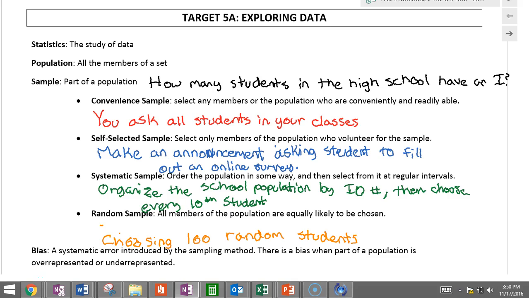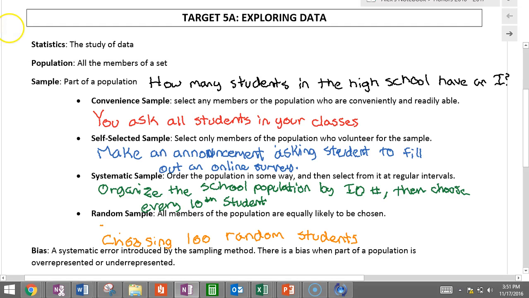And you can choose random students randomly in a number of ways. There's computer programs where if I input all the names of my students, it'll just throw back 100 names at me randomly. There's random number generators. You can throw all the students' names in a hat and pull 100 students out of a hat, right? All of those are random ways to choose your students.